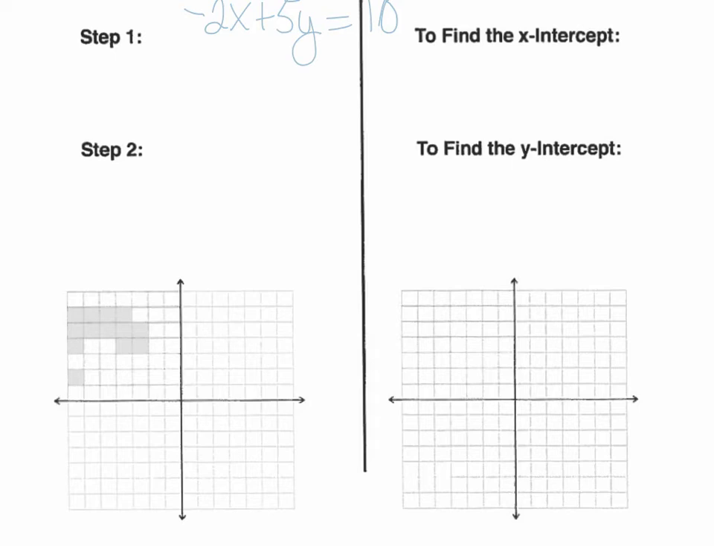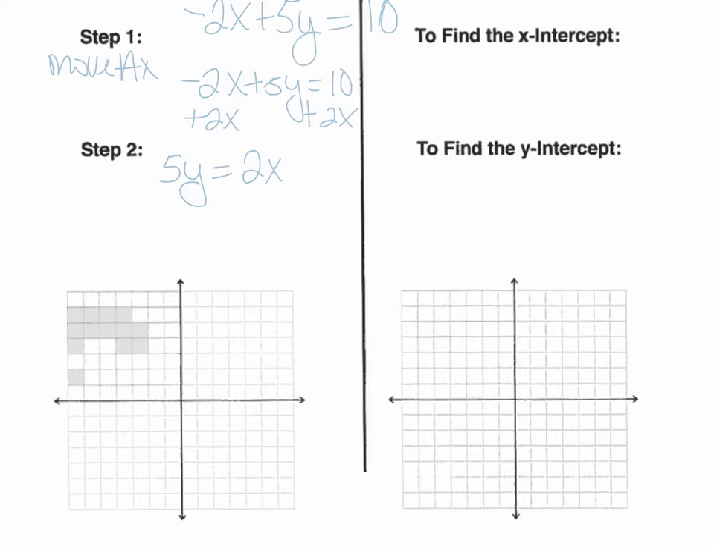So the first step, remember, if we're changing it into slope-intercept form, we have to move the ax, right? So we're going to start with negative 2x plus 5y is equal to 10. I'm going to add 2x to both sides. So I end up with 5y equals 2x plus 10. Since those aren't like terms, I can't actually combine them.